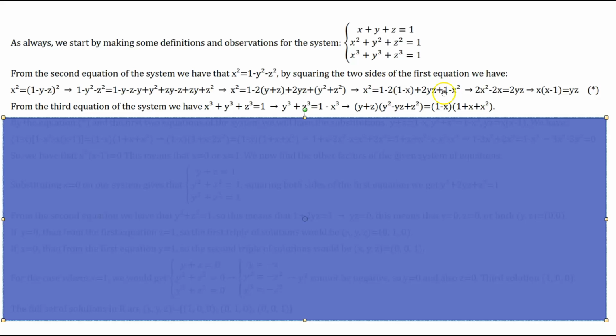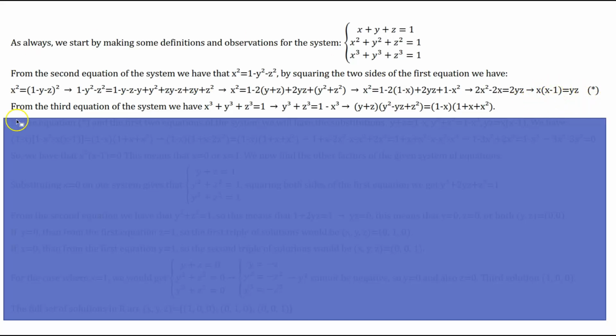1 minus 2 plus 1, these are terms that cancel themselves. We will take minus x squared and plus 2x, we will take them on the other side of the equation, and we will have that 2x squared minus 2x is equal to 2yz, or that x times (x minus 1) is equal to yz. This is a very important result that we reached in this system of equations, and we call it equation number 1, or expression number 1, because we will use it in another moment.